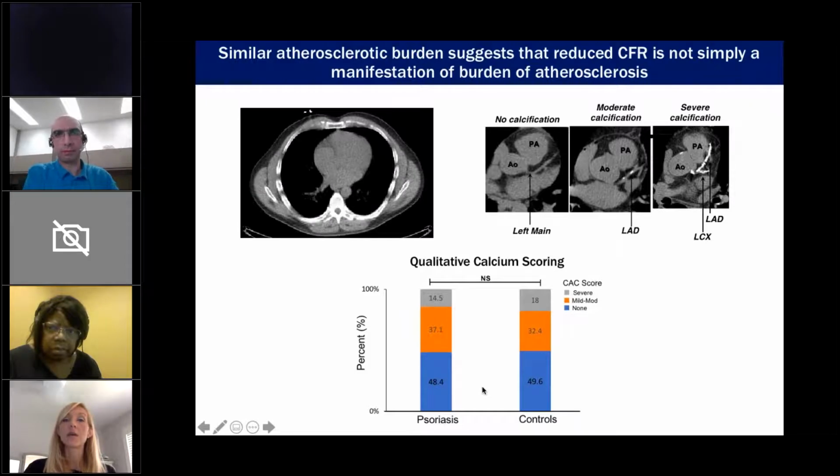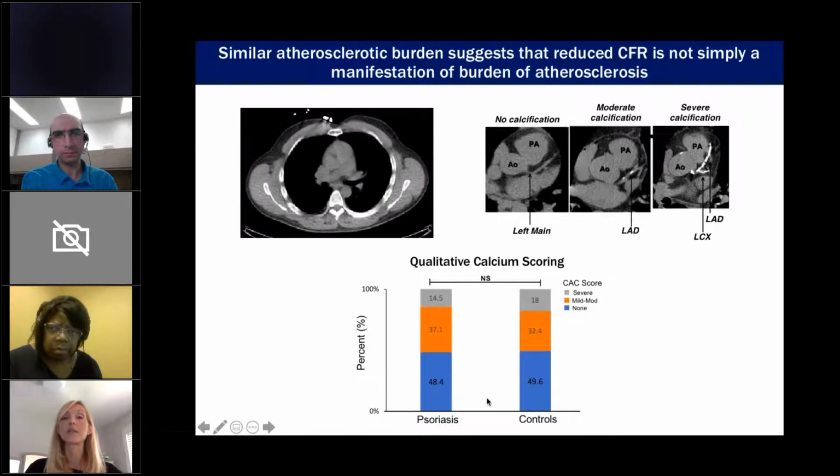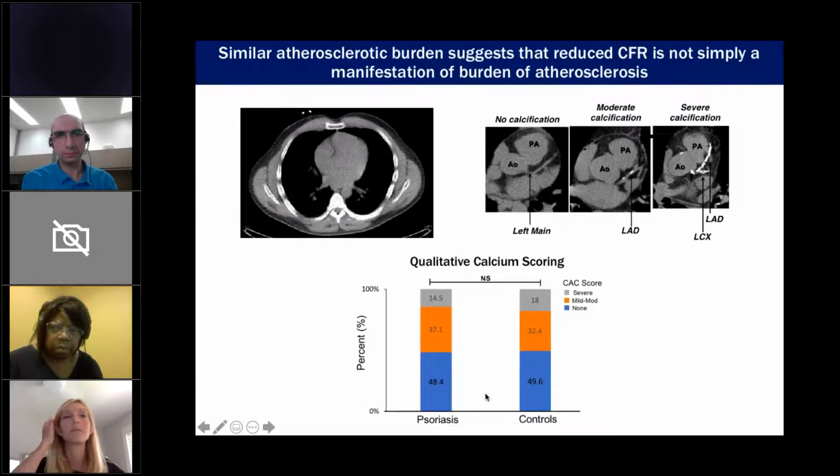These results suggest that reduced CFR was not simply a manifestation of diffuse atherosclerosis, but represents an abnormal microcirculatory response to stress in the psoriatic patient.